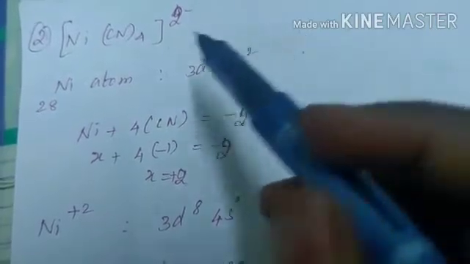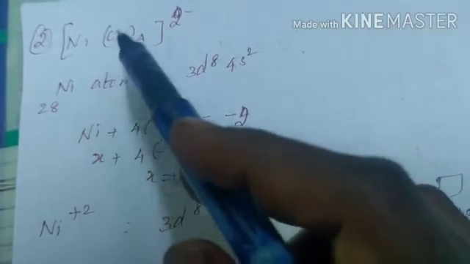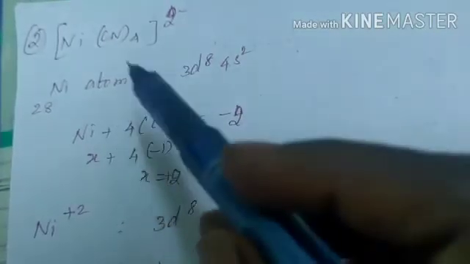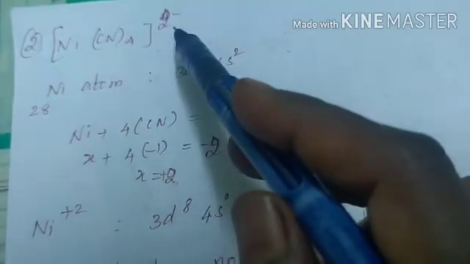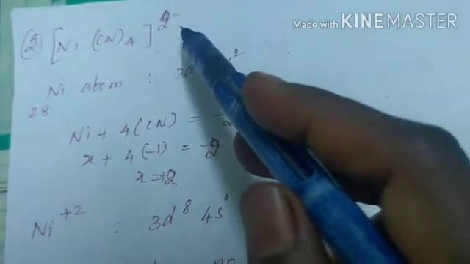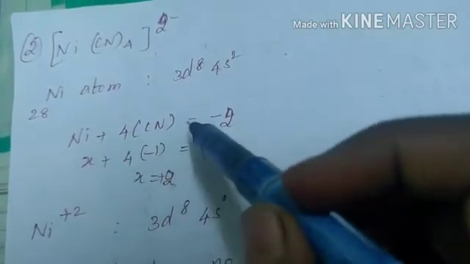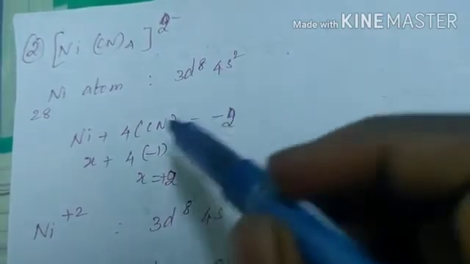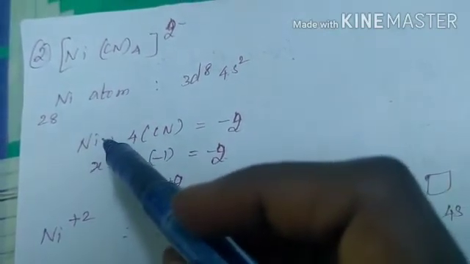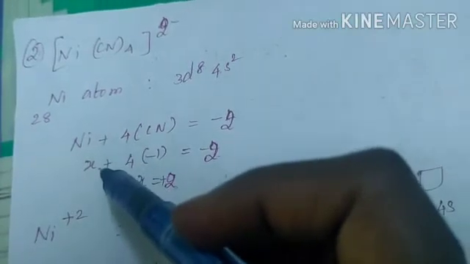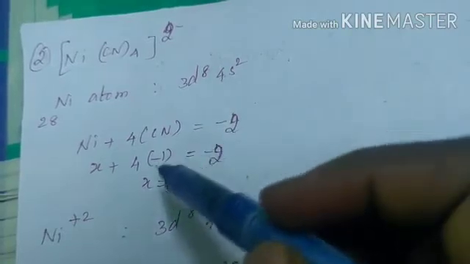Next, we find out the central metal atom nickel charge. In this complex, the sum of the central metal atom and ligand charge is equal to the charge of the complex. So, nickel plus 4 cyanide ligands equal to minus 2. Cyanide ligand charge is minus 1. Nickel we don't know, so substitute x. x plus 4 into minus 1 equal to minus 2.